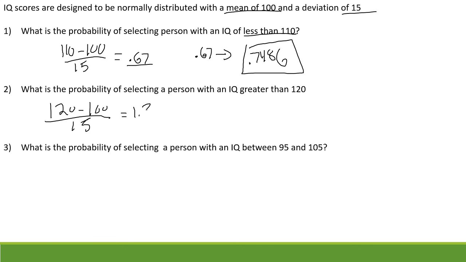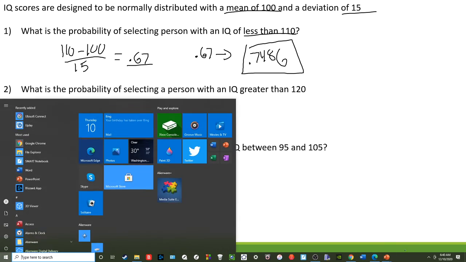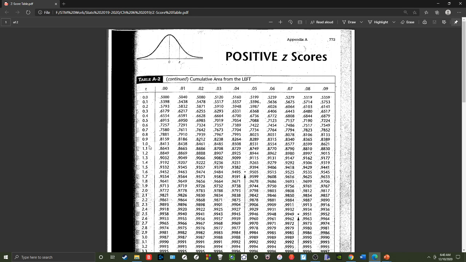So 0.133 repeating, but I'll just do 0.133. So I want to figure out what's the p-value of this, 0.133. Let's go to my table here. Here's 0.1, 0.1, or 0.01, or sorry, 1.0, 1.01, 1.02, 1.03.